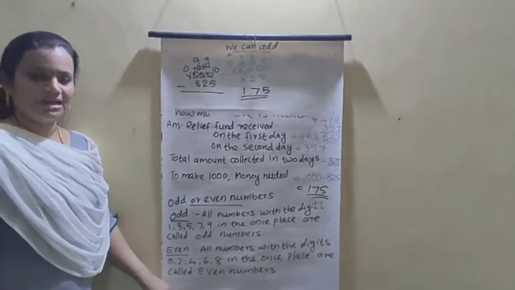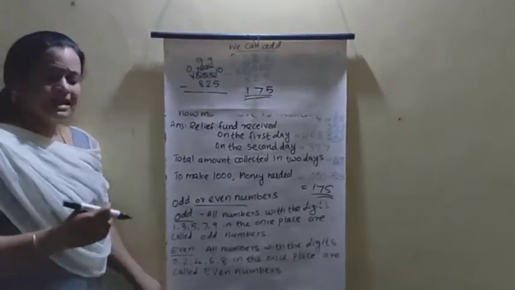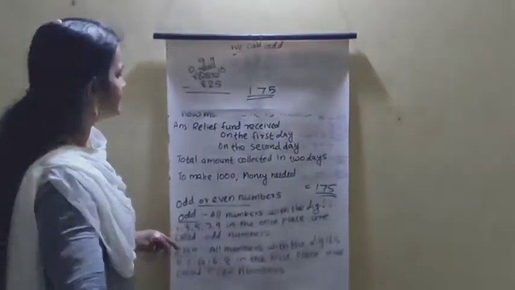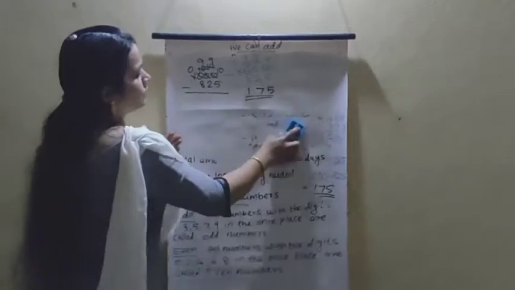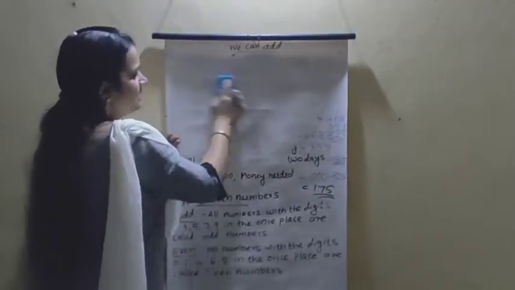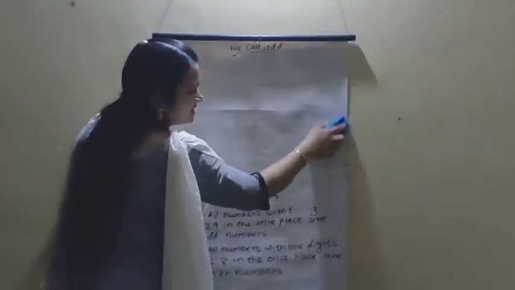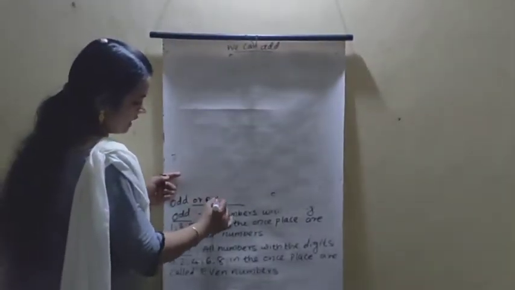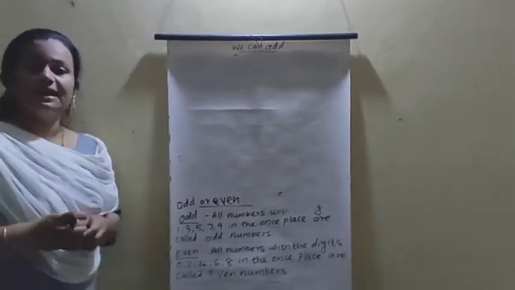Your class time, okay, children. The next topic you are studying is odd and even numbers. What are odd numbers and even numbers? Do you know them? How do we find out the odd numbers and even numbers? How do we identify an odd number and an even number?